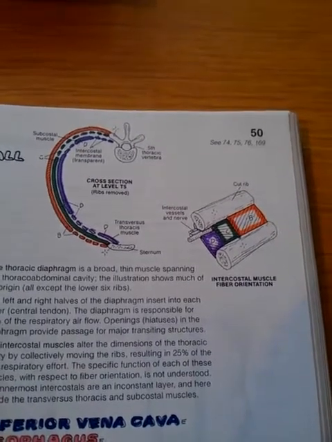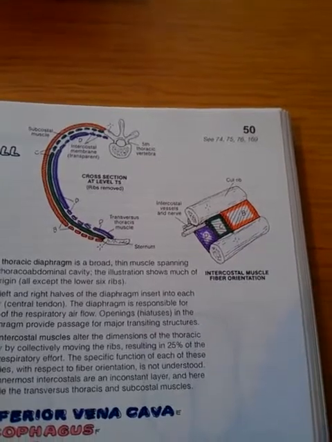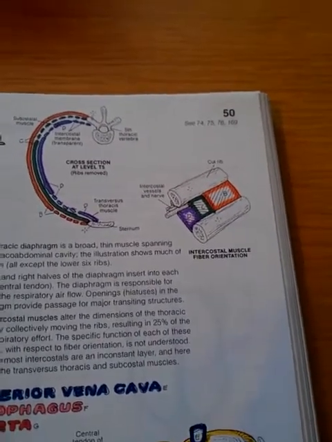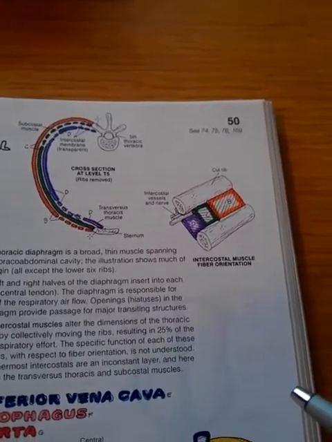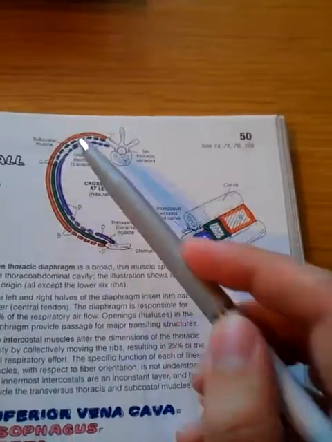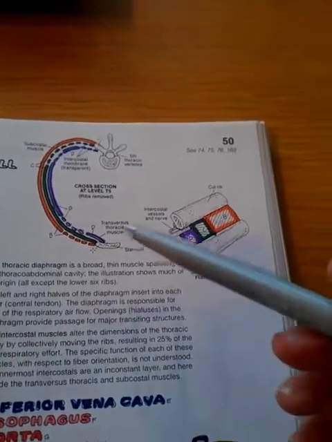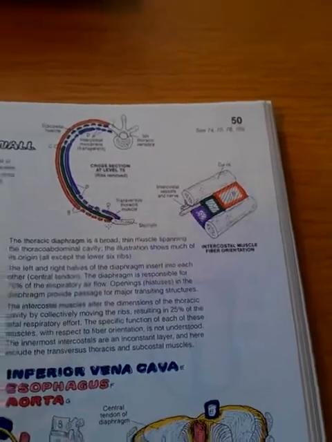The intercostalis intimi are like the internal muscles, but they are inserted internally to the costal groove of the rib. They also have intercostal membranes. The intercostal muscles are innervated by intercostal nerves.